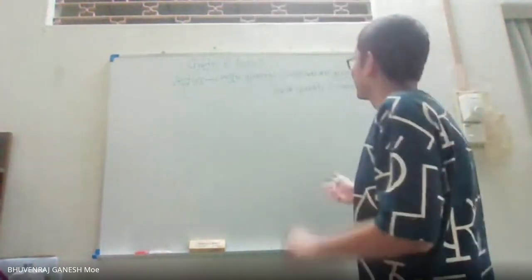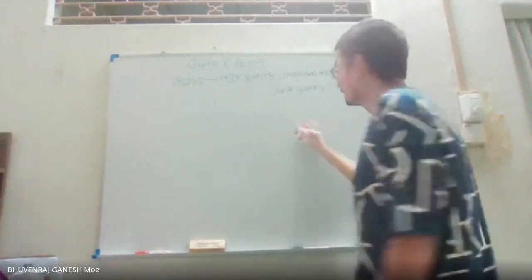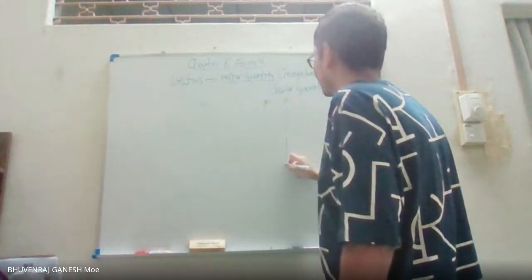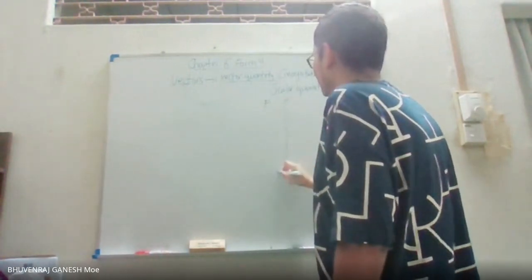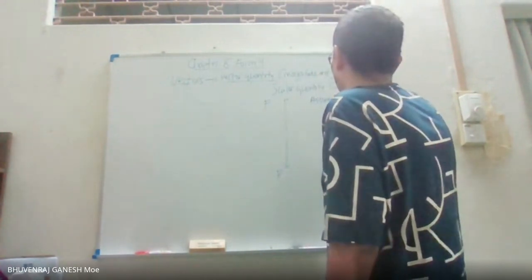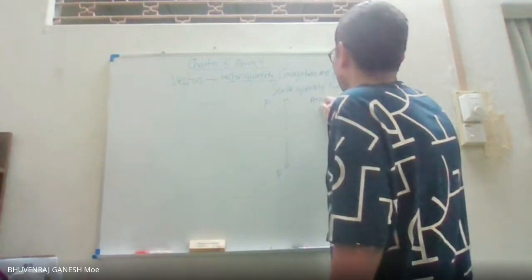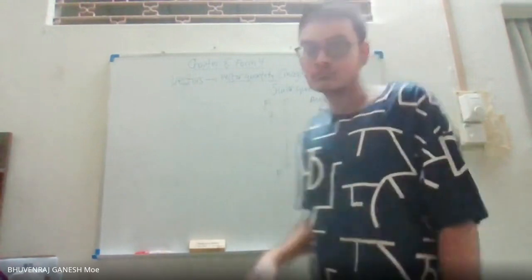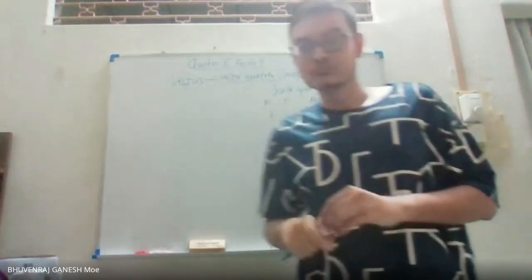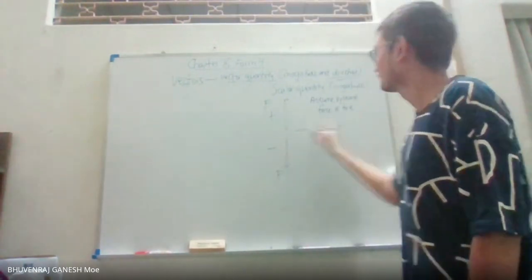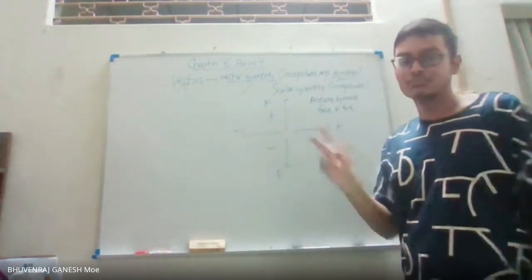Let me give you an example. I have a force up here like this, and a force down here like this. If I assume the upward force is positive, then the downward force will be negative. That's what you learned in physics. Right is positive, left is negative. So left and down are negative.